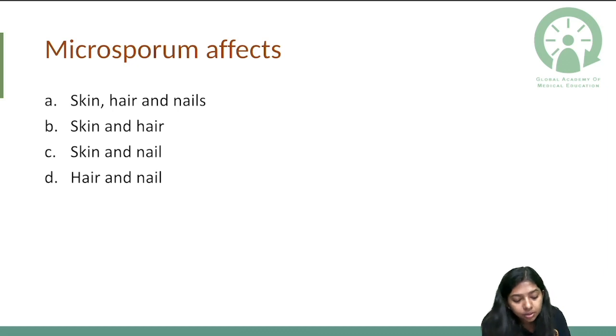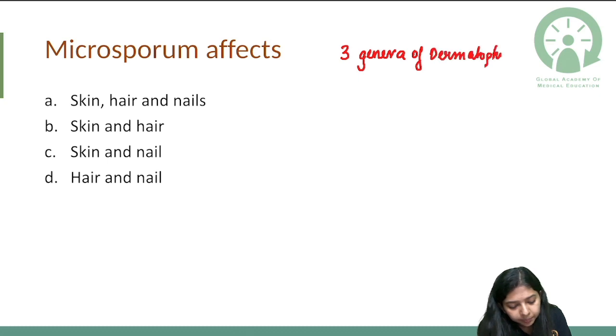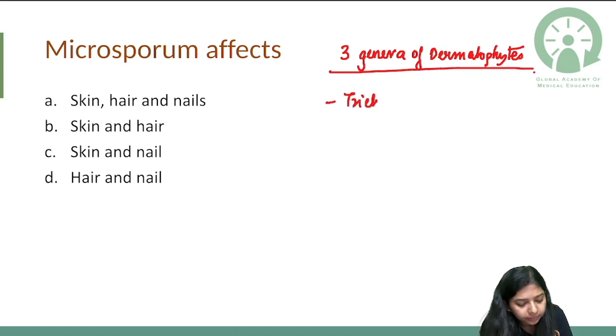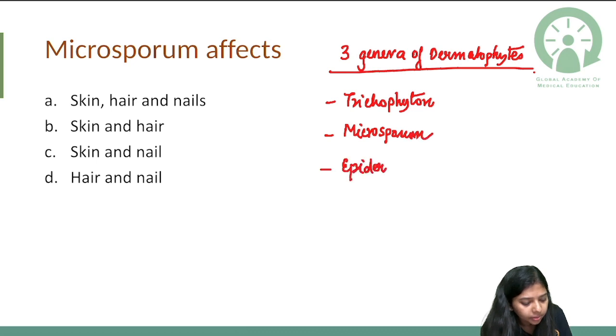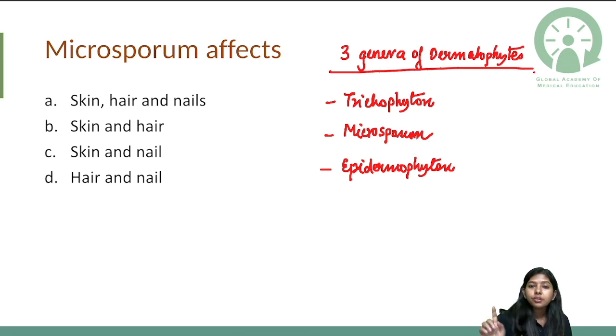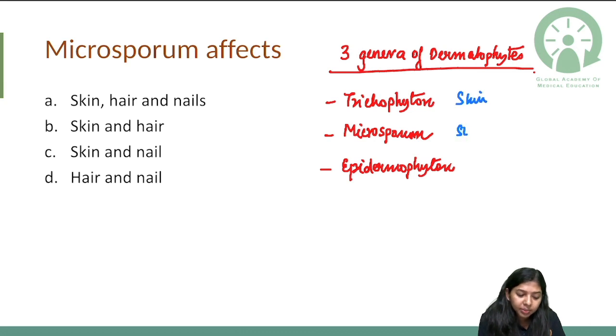See, there are 3 genera of dermatophytes that you have to remember. One is trichophyton. Second is microsporum. And third is epidermophyton. Okay. So there are 3 genera of dermatophytes that you have to remember. Now trichophyton, see, all 3 of them are going to affect the skin. First you remember this. Skin will be affected by all 3.